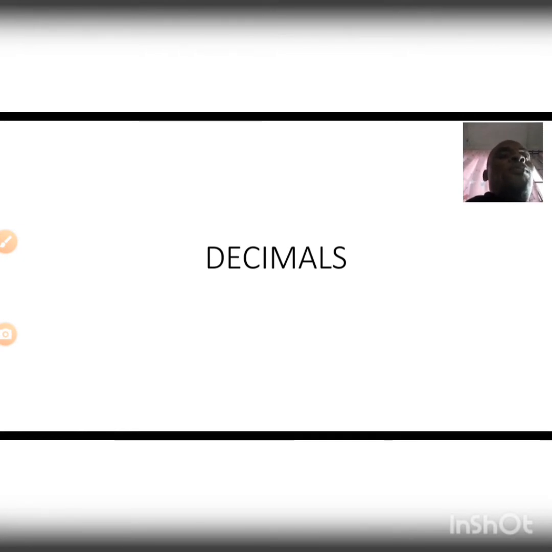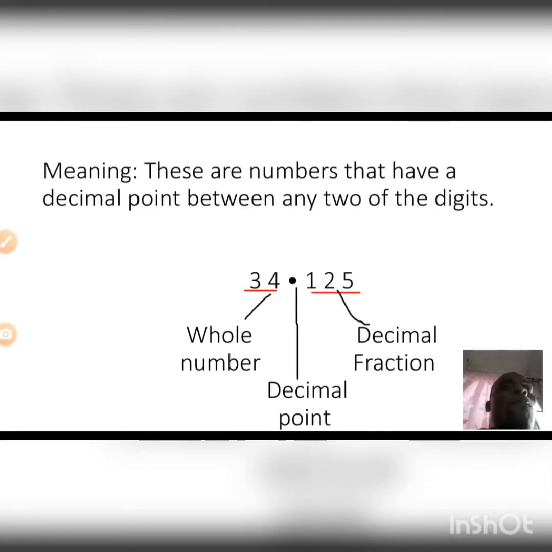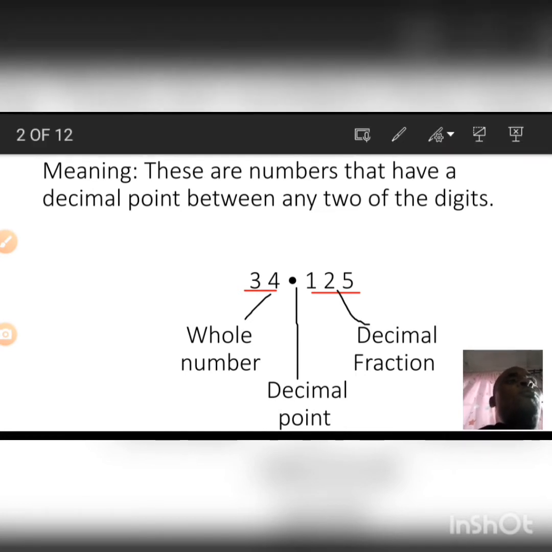But first of all, let's look at what a decimal is. What is a decimal? Well, these are numbers that have a decimal point between any two of the digits. For example, we have our decimal here, and it is 34.123. And some of you might be wondering why I didn't say 34.125.